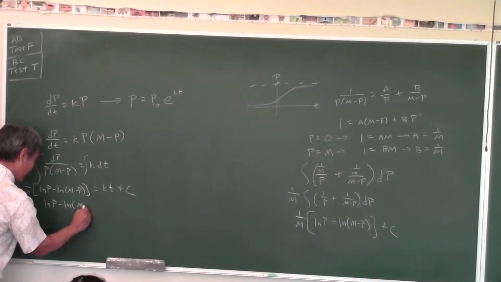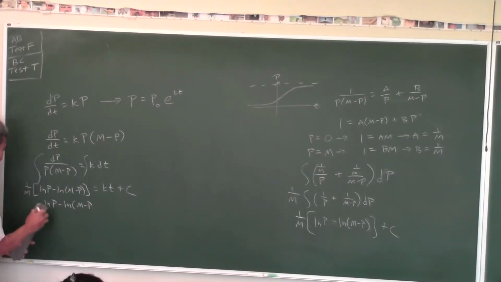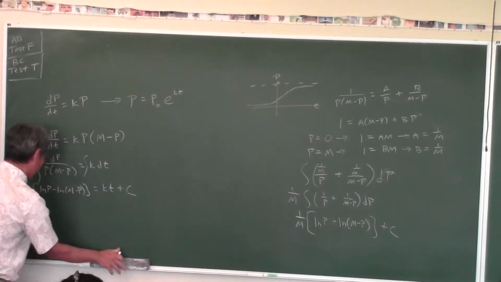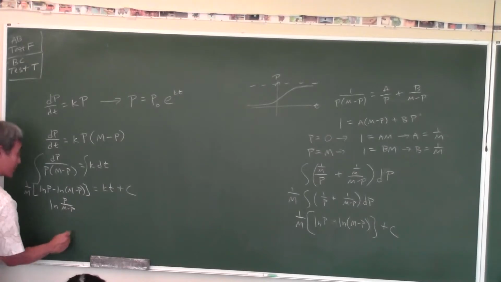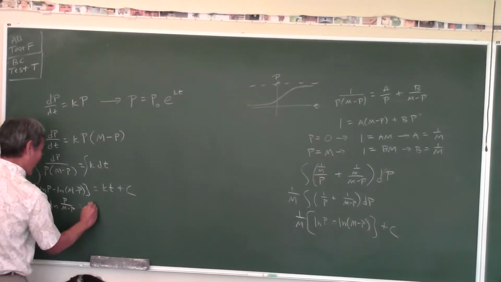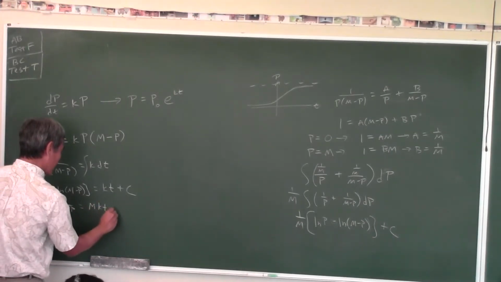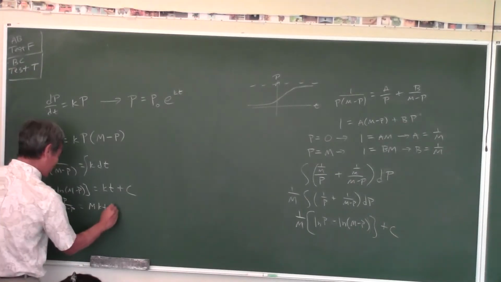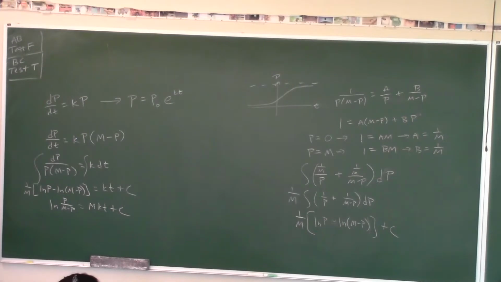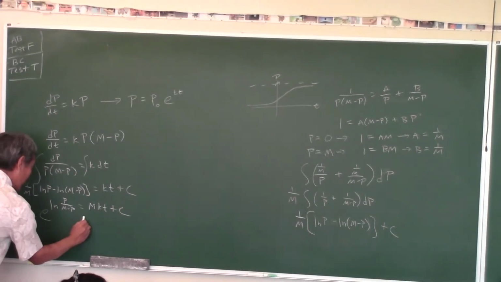Combine the natural logs. Natural log of p over m minus p, it's starting to take shape, is equal to mkt plus, well, what's a constant times another constant? It's still a constant. Not the same constant, but it's still a constant. And now how do I get rid of this ln here? You e both sides. So e.